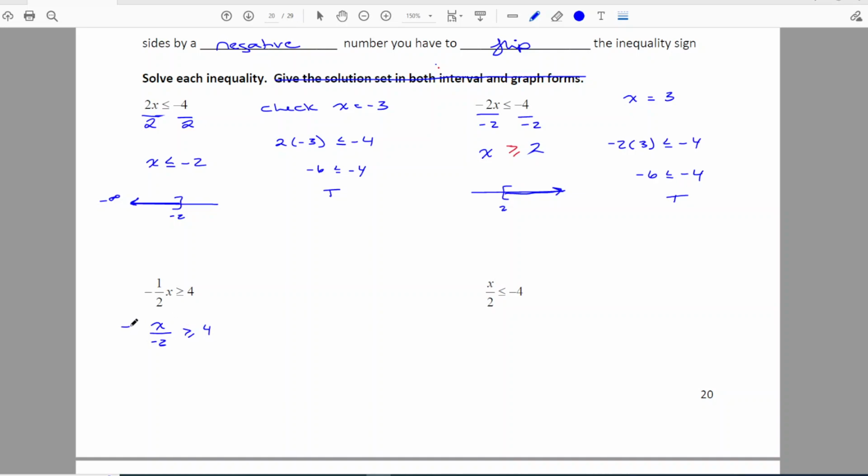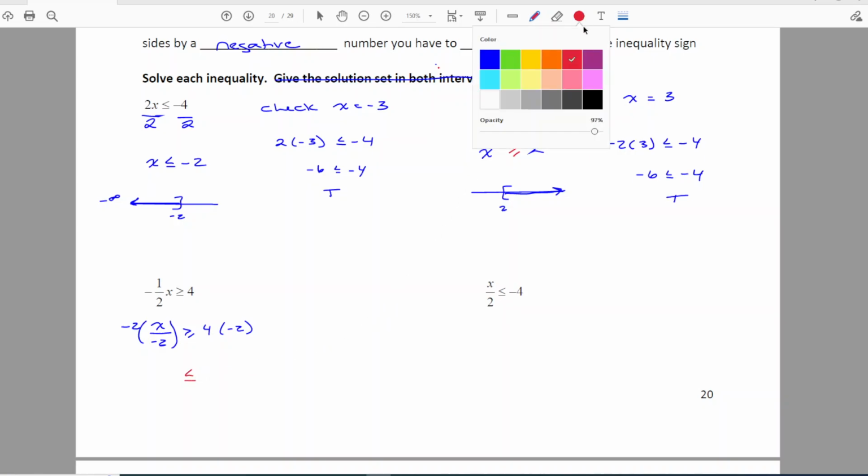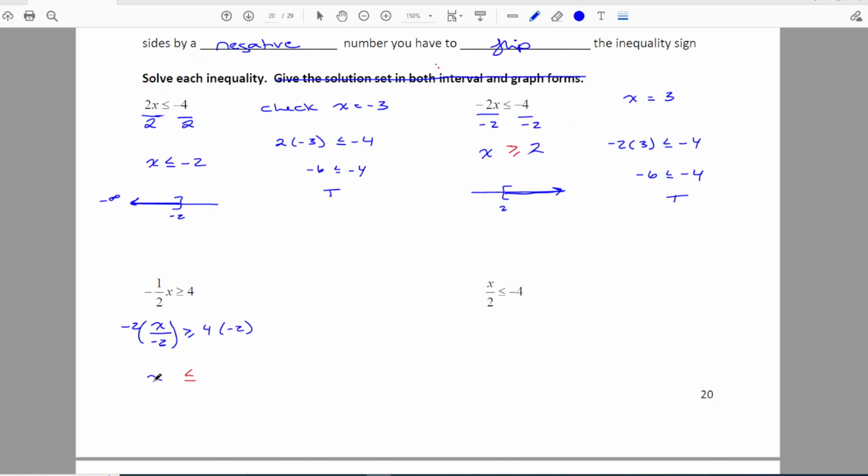So to solve this, I'm going to multiply both sides by negative 2. I mean, you could divide by negative 1/2. I feel like it makes things more complicated. So I'm going to multiply both sides by negative 2. Should I or shouldn't I? I should. So I'm going to flip my inequality sign. I'm left with x is less than or equal to negative 8, which means any value less than or equal to negative 8 should make my inequality true. So let's pick negative 10.